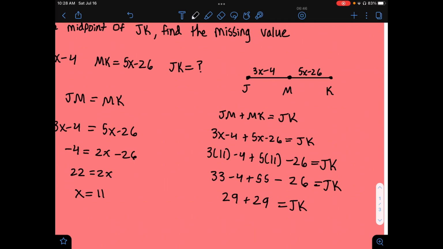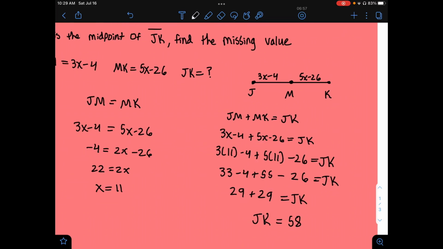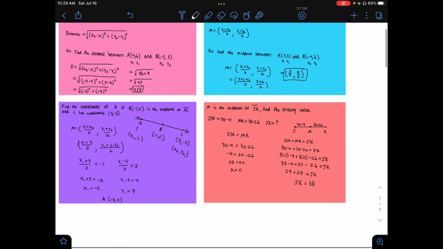And so you can see this right here was our JM value, and here's our MK, and they're equal, since that's how it should be, since M was our midpoint. And your final answer is JK equals 58. So that's our final answer.